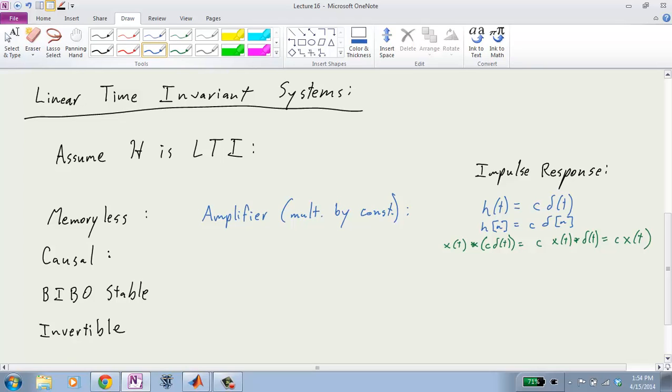Yes? Perfect. Okay, so h of t equals 0 for all t less than or equal to 0. Less than 0, let's just say. Not less than or equal. Less than 0. Okay, same with discrete time, same thing.